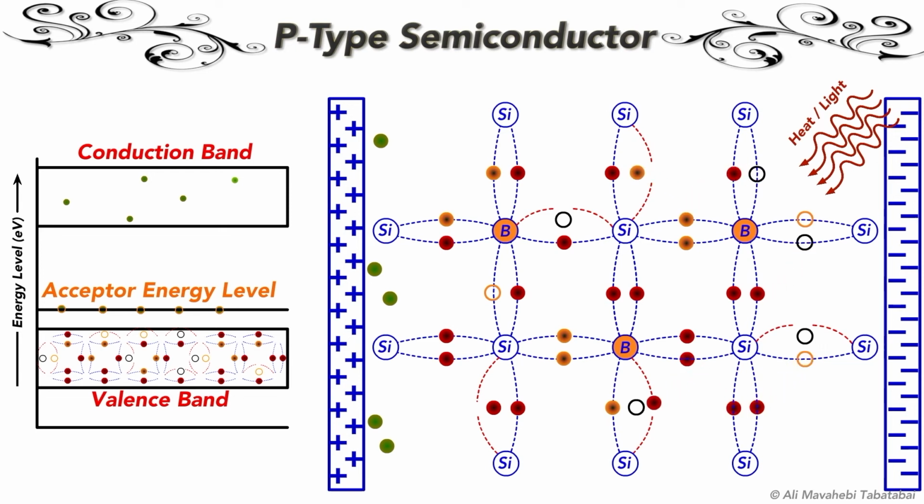Therefore, in a p-type semiconductor, the current flows due to the movement of electrons and holes. But a major part of the current is due to the movement of holes. The holes in a p-type semiconductor are known as majority carriers and electrons are known as minority carriers.